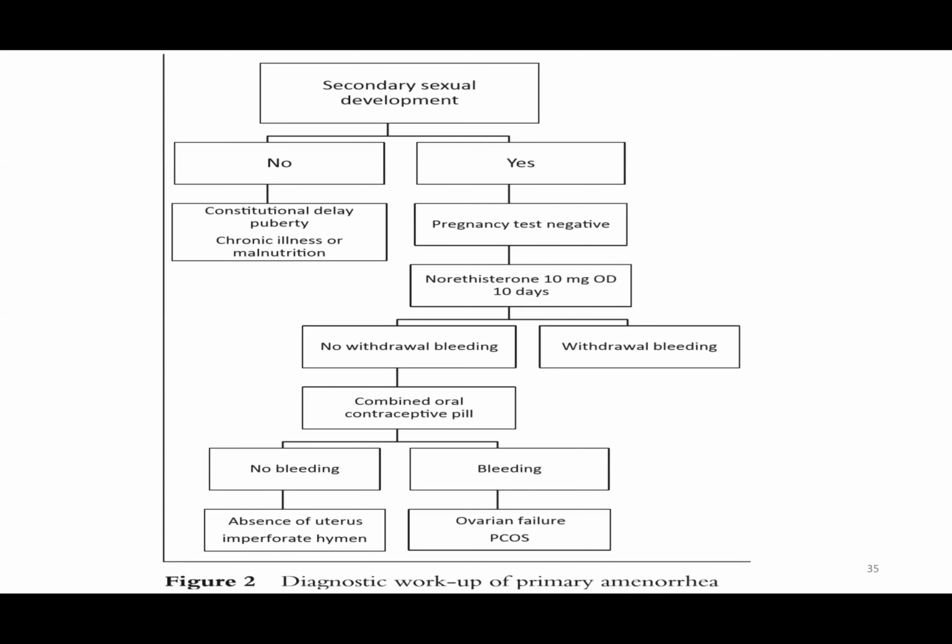And here is the diagnostic workup plan. As I mentioned, in order to obtain a diagnosis, we have to take a history, examine, investigate, and make a diagnostic workup plan. As previously mentioned, we look for secondary sexual development. If there isn't any, we will look for a constitutional delay of puberty or a chronic illness. If there are secondary sexual characteristics and the pregnancy test is negative, we will give her progesterone treatment and wait for the bleeding. If no bleeding, we can give the combined pill.